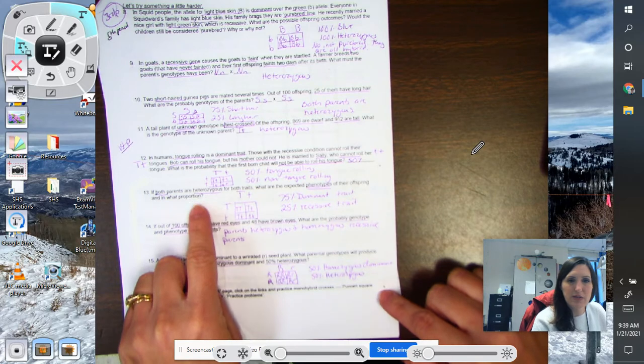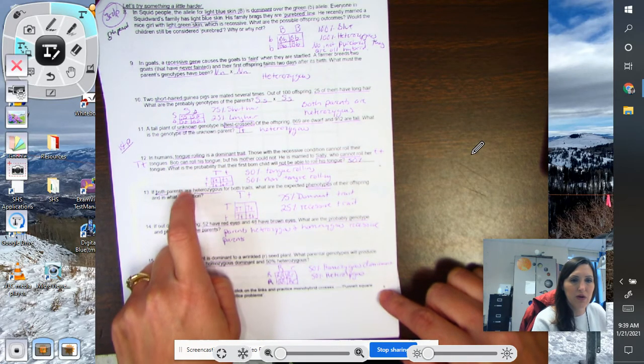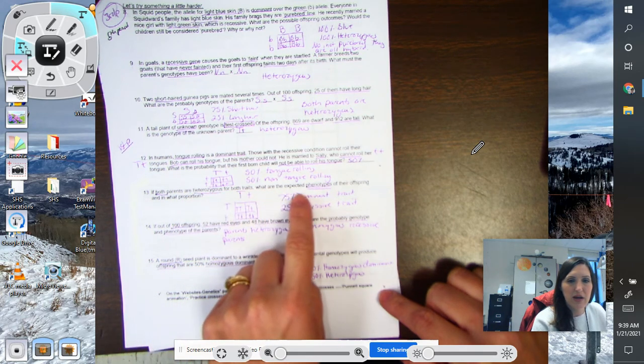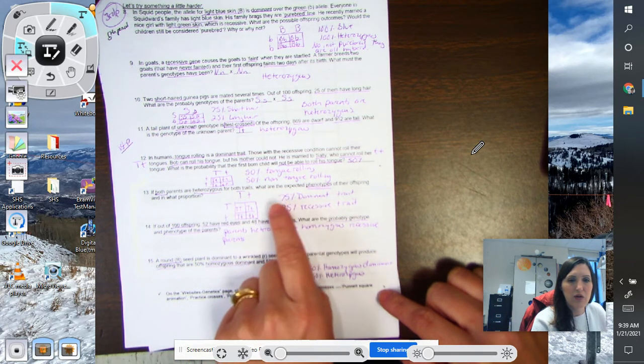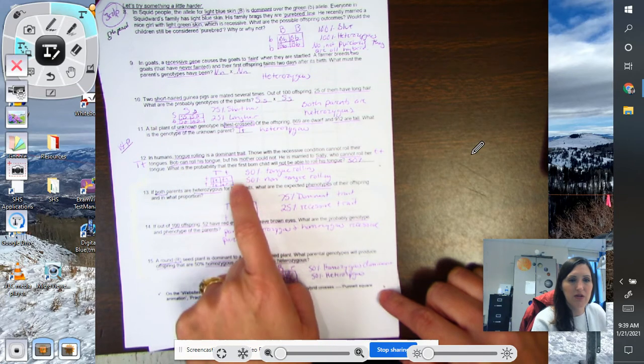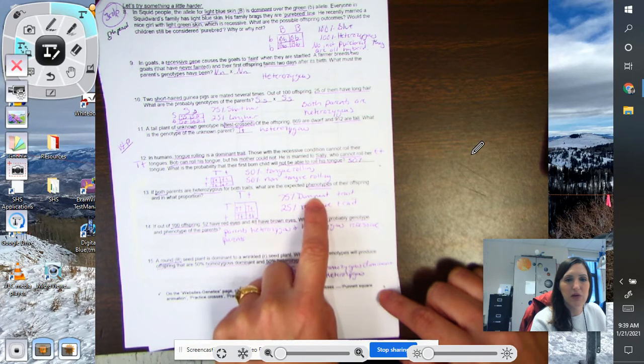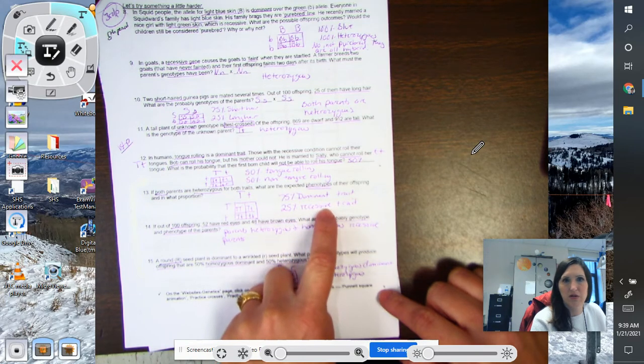A lot of the kids had questions about number 13, if 13 pertained to 12 or not. I don't know, it doesn't say. So I just chose to say dominant trait. If you said that it was pertaining to number 12 and it was tongue rolling, then you could have had 75% tongue rolling and 25% not tongue rolling.